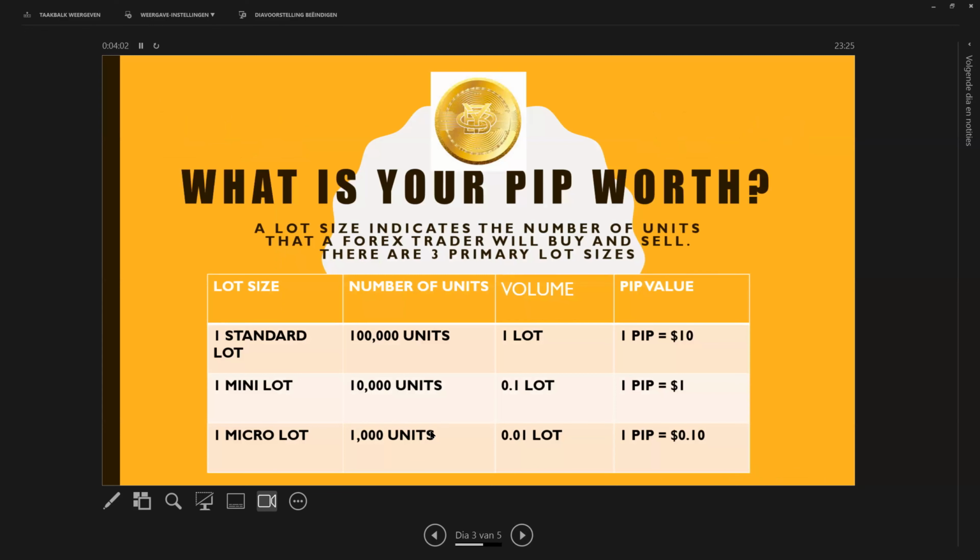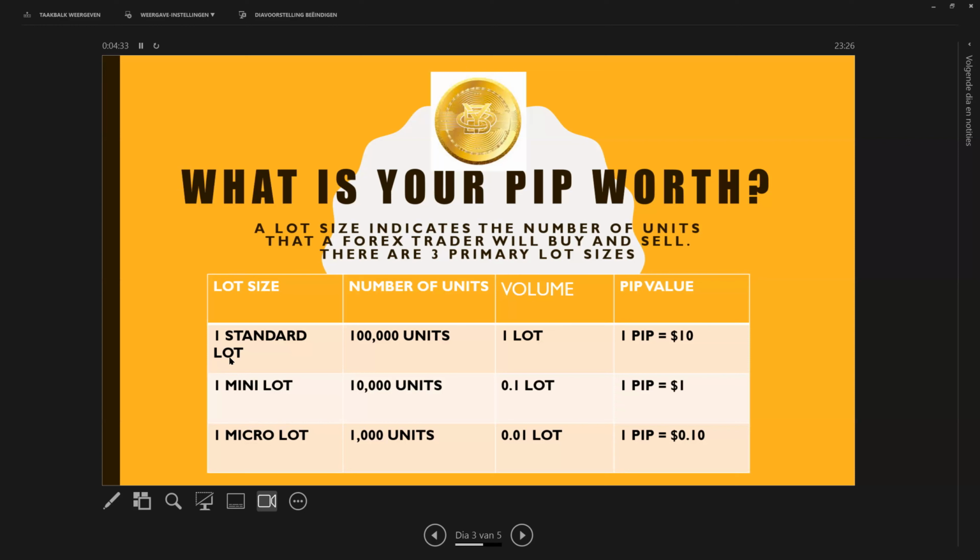Here we can see what your pip is worth. We have just seen the lot sizes and the explanation of it. What's one lot, what's a mini lot, and what's a micro lot. Here we can see that we don't have the nano lot because it's not used so often, and in most brokers, you won't have the possibility to use it. That's why we are staying at these three lot sizes.